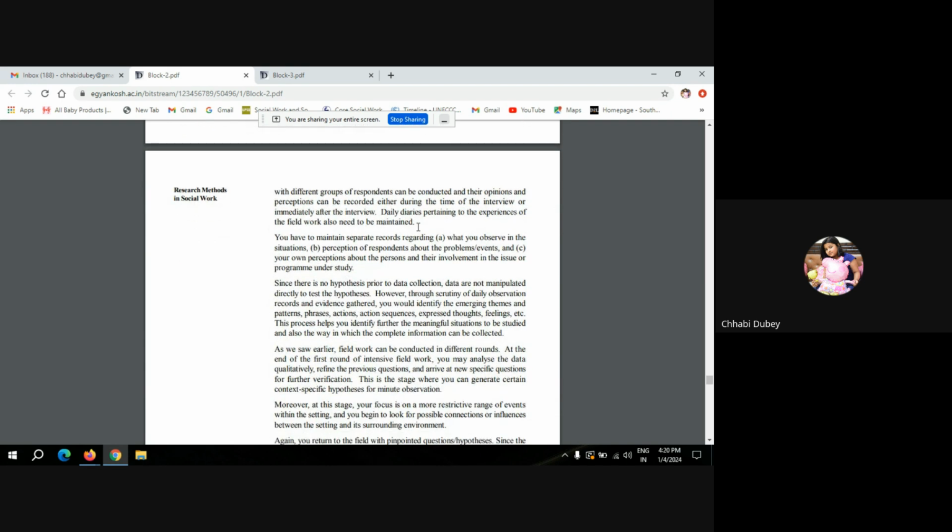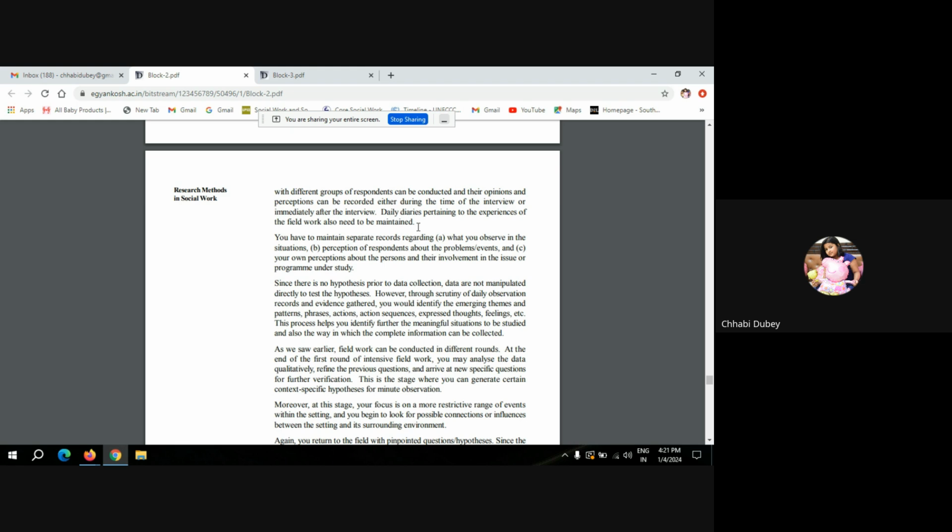Now, we have to maintain separate records regarding what we observe in the situations, like our own observations. We have to also maintain separately the perception of respondents about the problems and events, how the participants perceive the problem under question, and of course, our own perceptions about the persons and their involvement in the program. So, all these things we have to find out and we have to keep separate records.